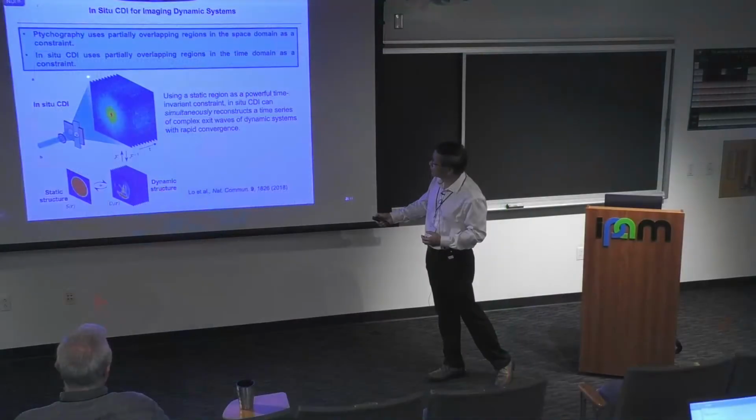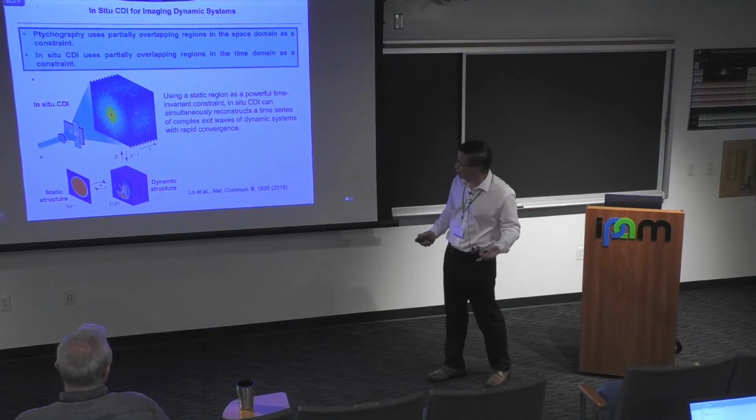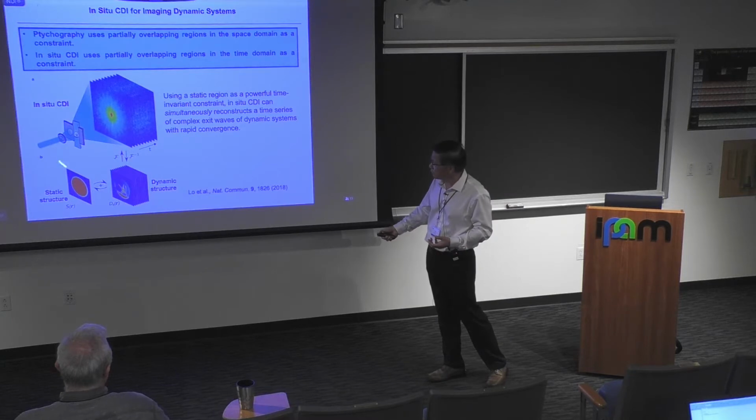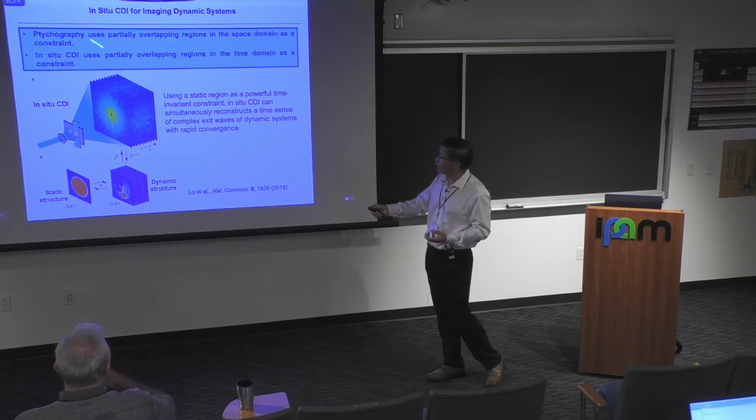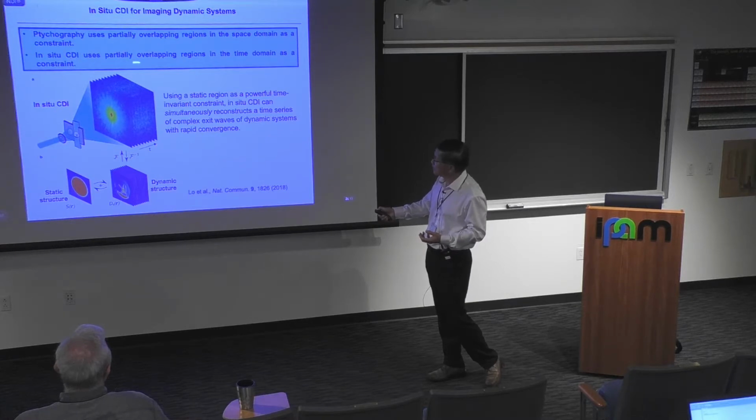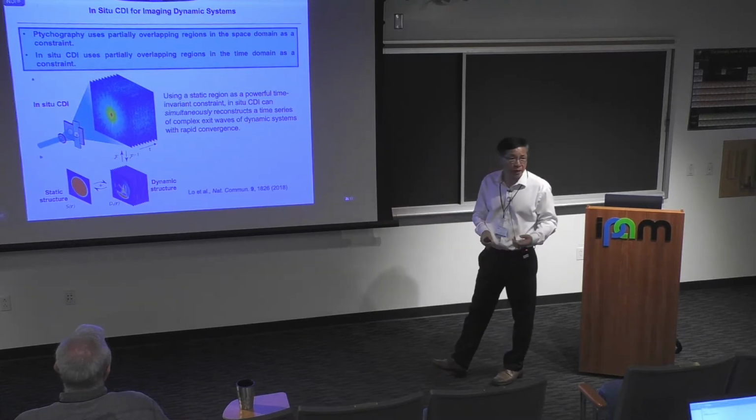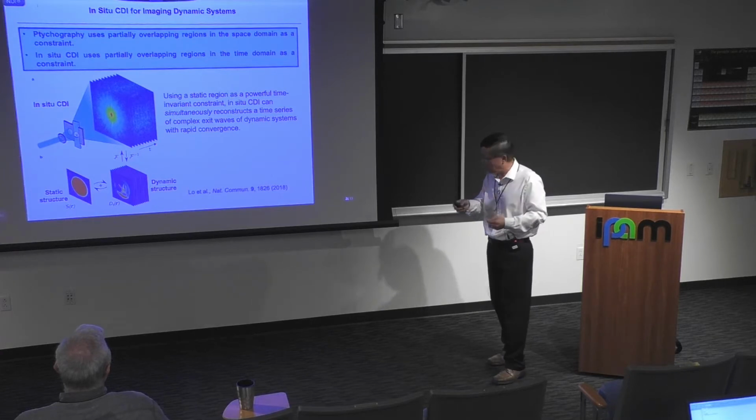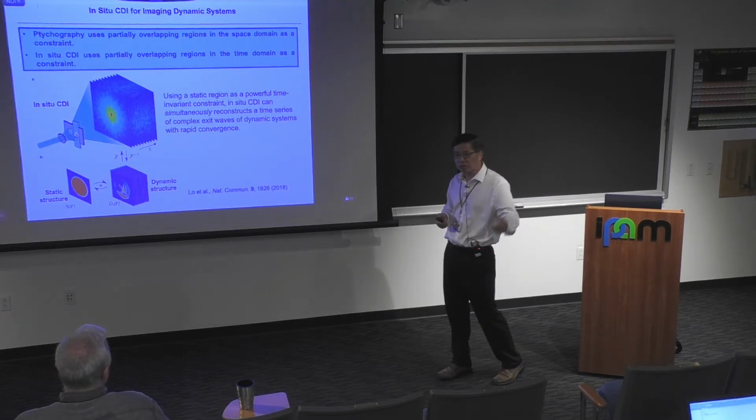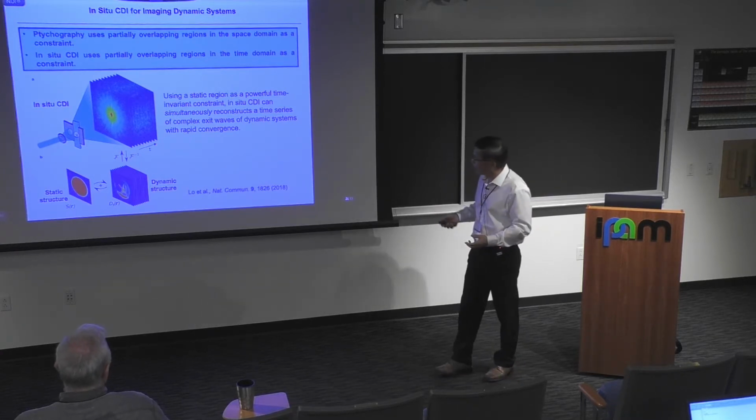In in situ CDI, we try to understand the dynamics. So we use one static region and one dynamic region, and then we measure the interference pattern. So you can see ptychography uses a partial overlap region in the space domain as a constraint, while in situ CDI uses a partial overlap region in the time domain. It turns out to be very powerful. So we can reconstruct both the complex wave and also its function of time.